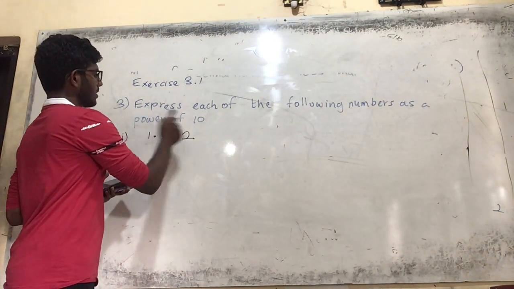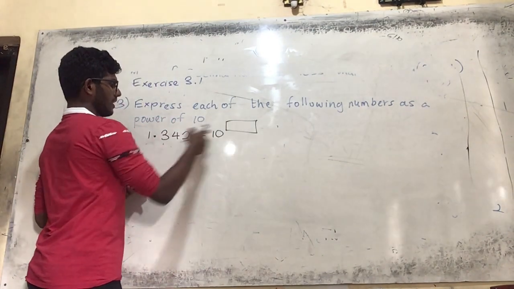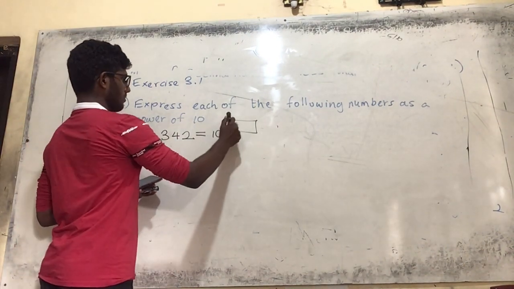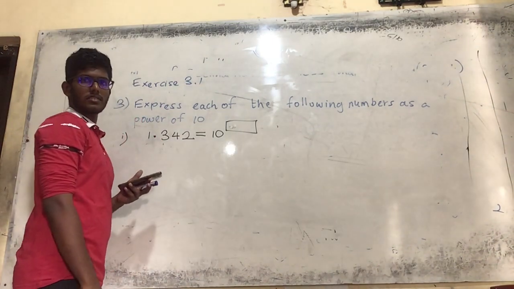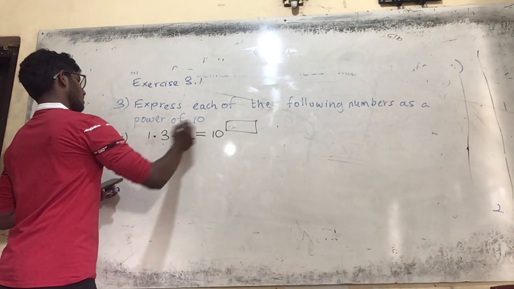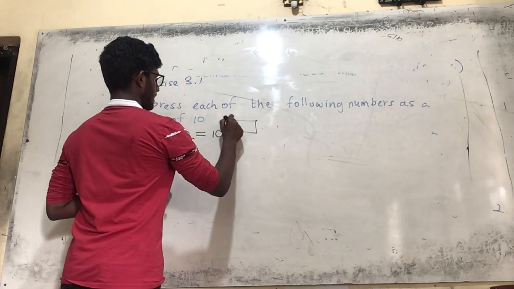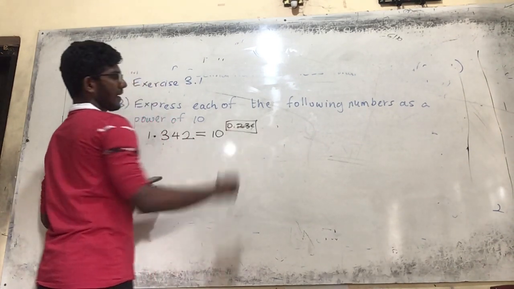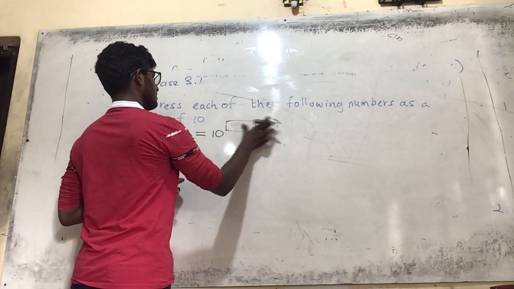Now someone is asking to express this as a power of 10. So which power of 10 will give you this value? You know 10 to the power 1 will give you 10, power 2 will give you 100. So which power will give this? Power 0 will give 1, so it will be something like 0.33 or 234. We have to find this.